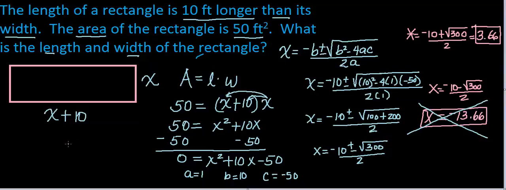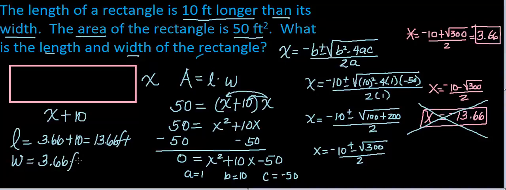So let's answer the question. It says, what's the length? Well, the length is x plus 10. So I'm going to substitute 3.66 plus 10, and that gives you 13.66 feet. And what's the width? The width is equal to x. So it's equal to 3.66 feet.